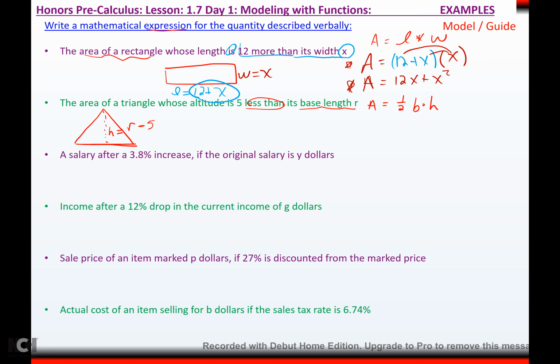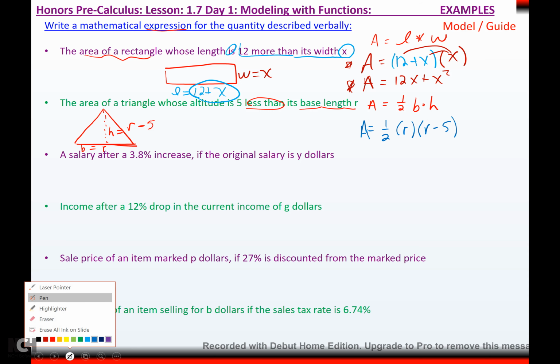And here's my base, but they told me to call it r. So now if I replace my b and my h with how I just defined it, the area is 1/2 my base, but they told me to call that r, times my height, which they told me to call r minus 5. And you have translated it. If you had to simplify that, I would distribute my r, and then I would multiply by 1/2. But I think you just have to translate it, and that's all they want. Okay?